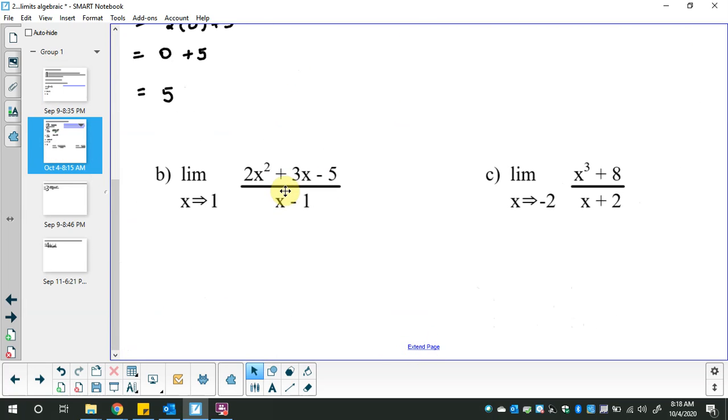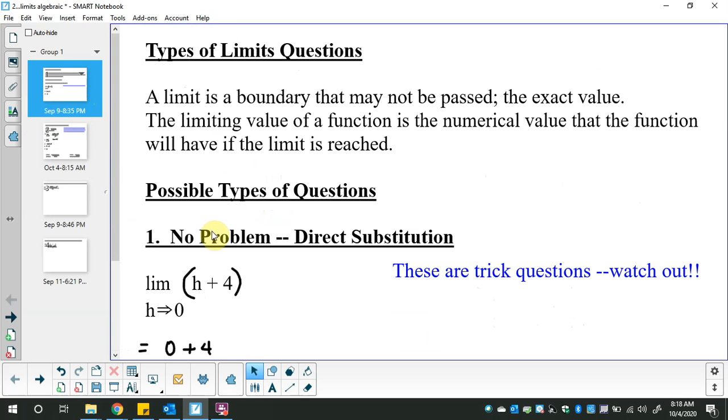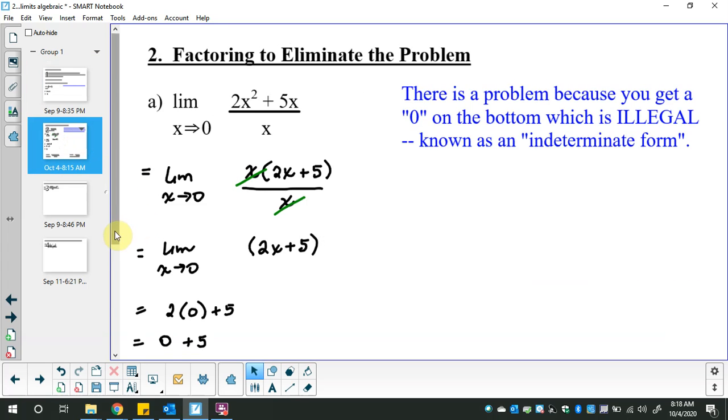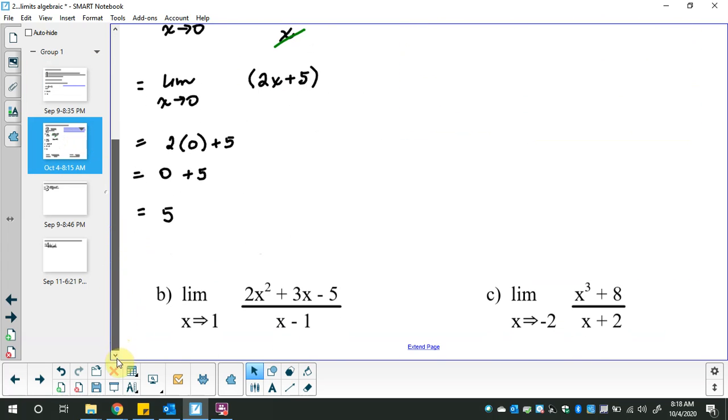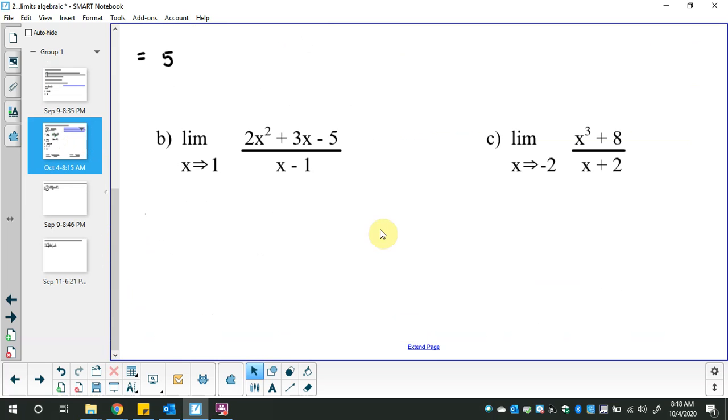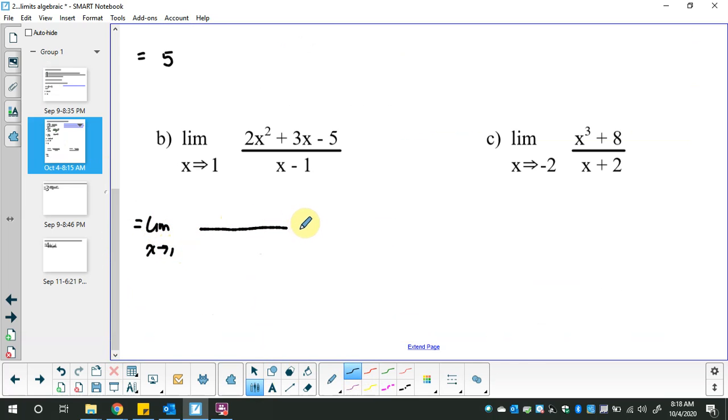So, same thing. And I hope you look at this and say, okay, there's number 1, I can't sub this in, so it's not a no problem question. Number 2, the only thing I can possibly think of doing here is factoring. So before I forget, I write this down, and then I factor the numerator because it can be factored.